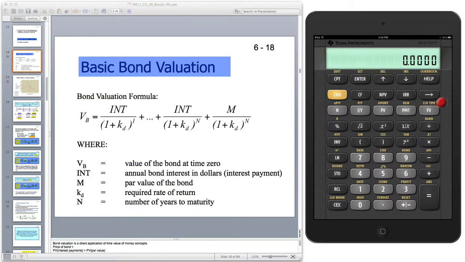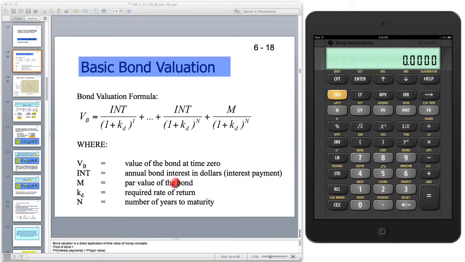Just a very quick overview of the theory of basic bond valuation. The current value of a bond is basically the present value of the future interest stream that emanates from the bond, and also the present value of the future value of the bond at maturity. VB is the value of the bond at time zero, that is the current price of the bond. INT is the annual bond interest in dollars, which is the interest payment, also called the coupon payment.